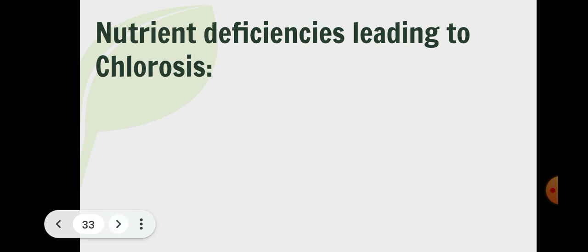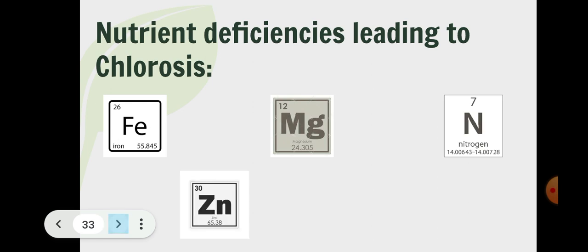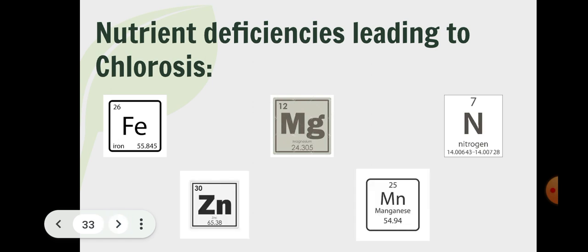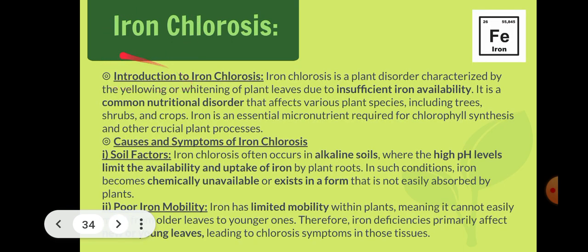Now I will be talking about the nutrient deficiencies which lead to chlorosis. The first one being iron, then magnesium, nitrogen, zinc, and manganese. First, let me talk about iron chlorosis. Now, let me start with an introduction.